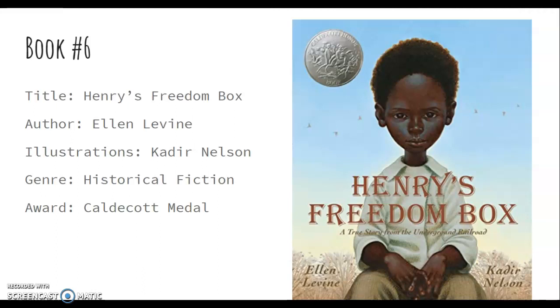Henry's Freedom Box is an inspirational story, and it's about Henry, who was a slave. He mails himself to freedom. And this story really focuses on equality as well, and the children can see how poorly slaves were treated and why there was a need for a fight for equal treatment. And they can also see the determination of Henry as well to reach that freedom.